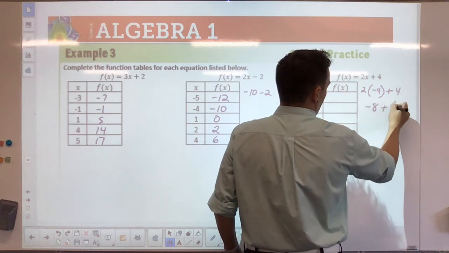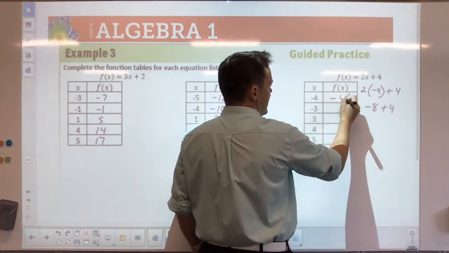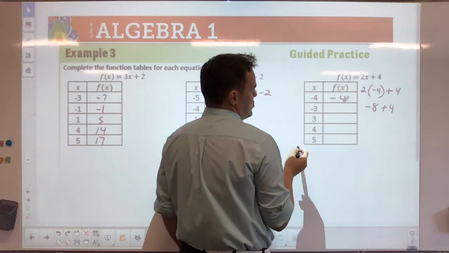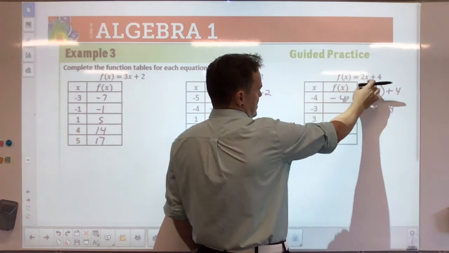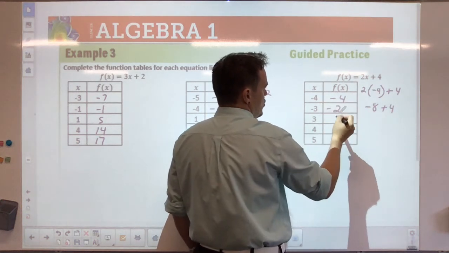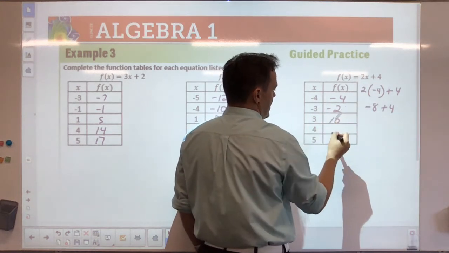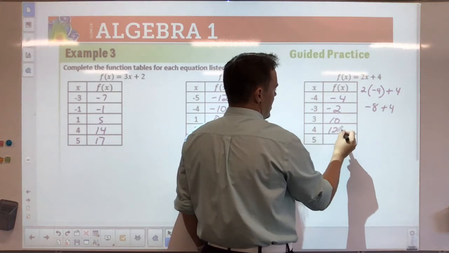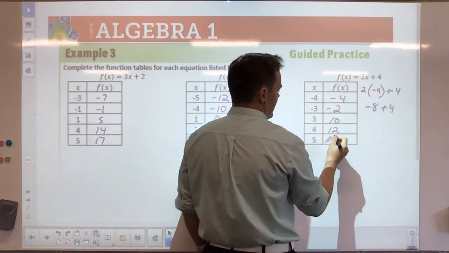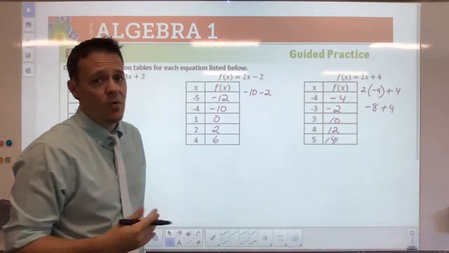The other one over here, negative 4, so this would be 2 and negative 4 plus 4, that'd be negative 8 plus 4. All right, so rock and rolling on this one would be negative 4, and then you drop it down, so that'd be negative 6 plus 4 is a negative 2. 2 times 3 is 6, that'd be a 10. 8 and 4 would be 12. 5, that'd be 14.